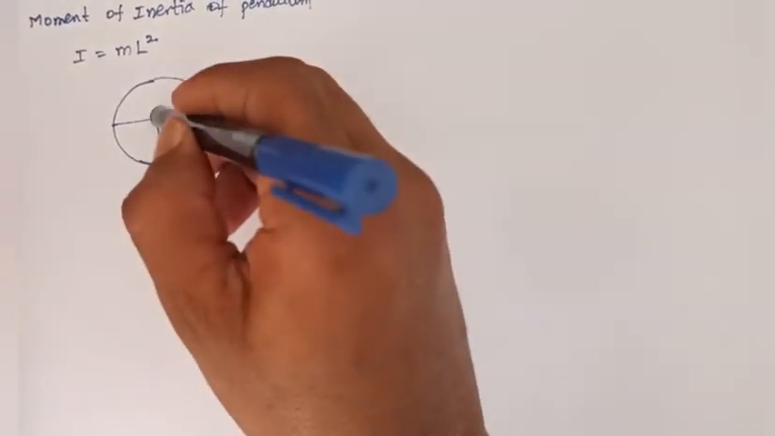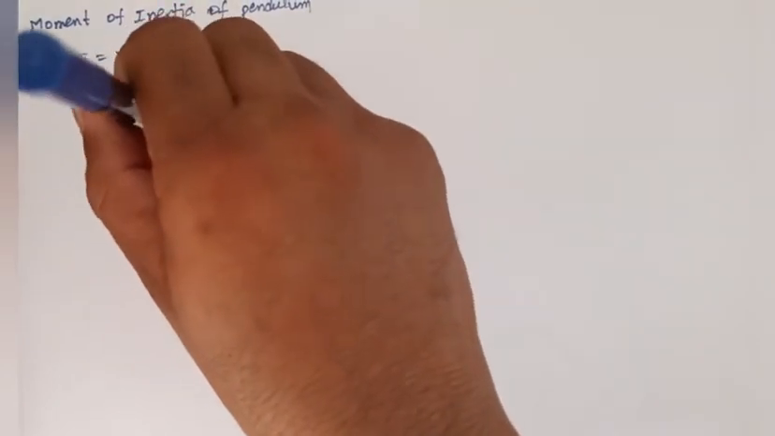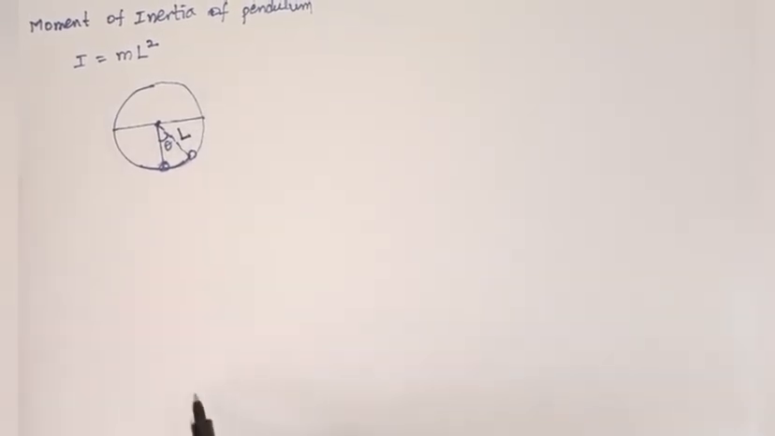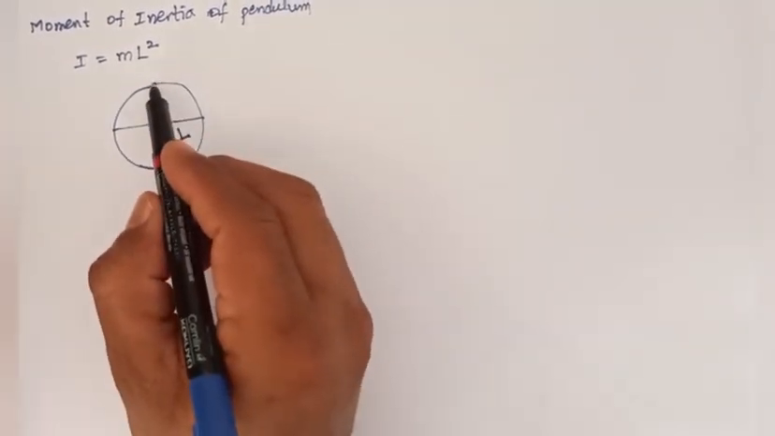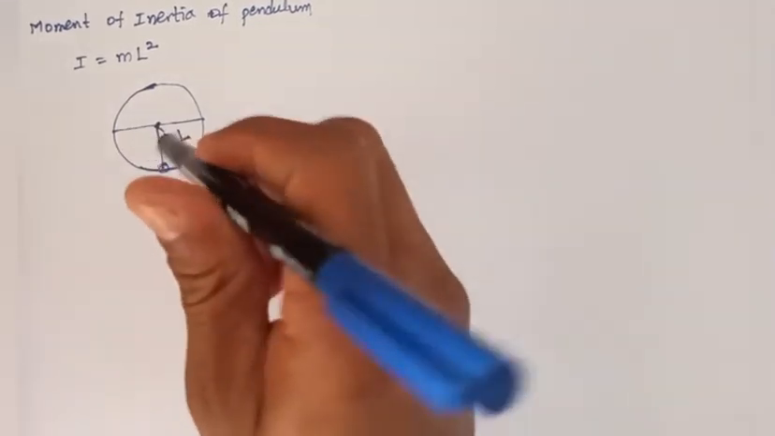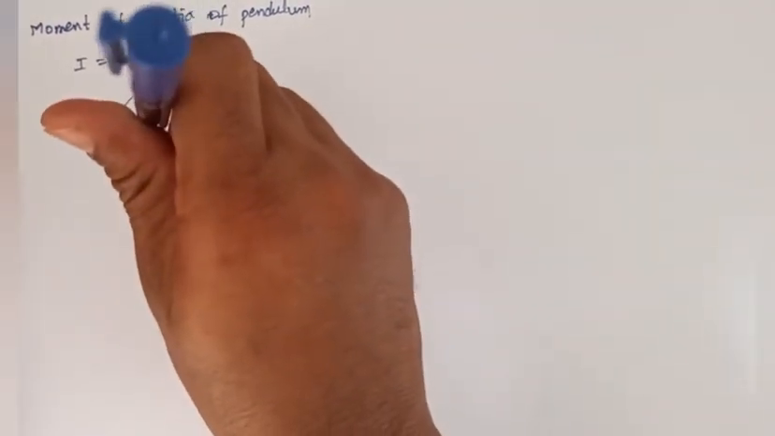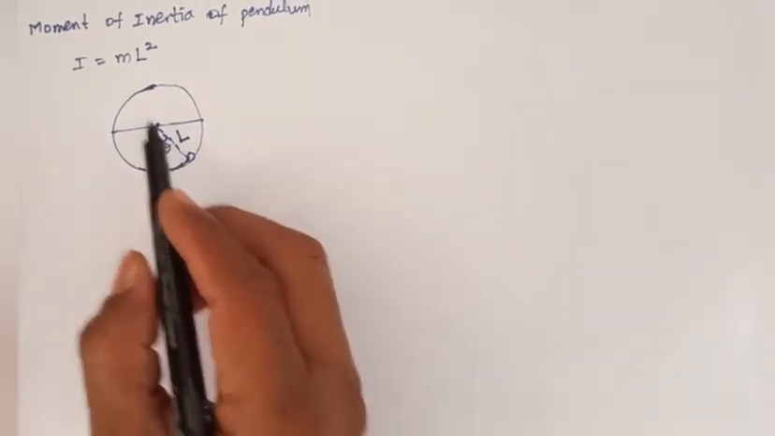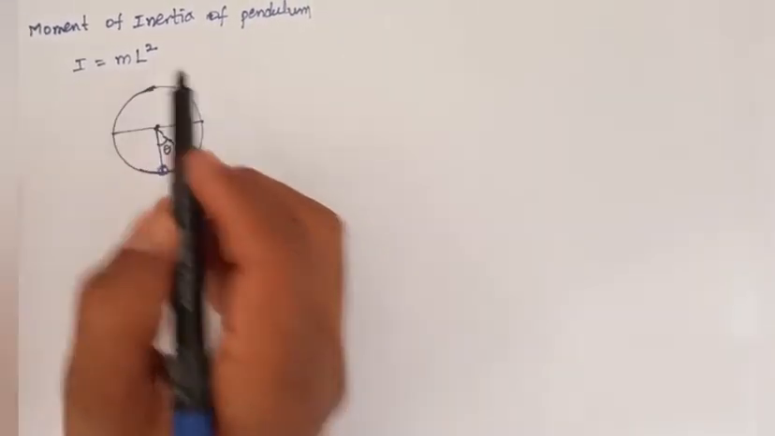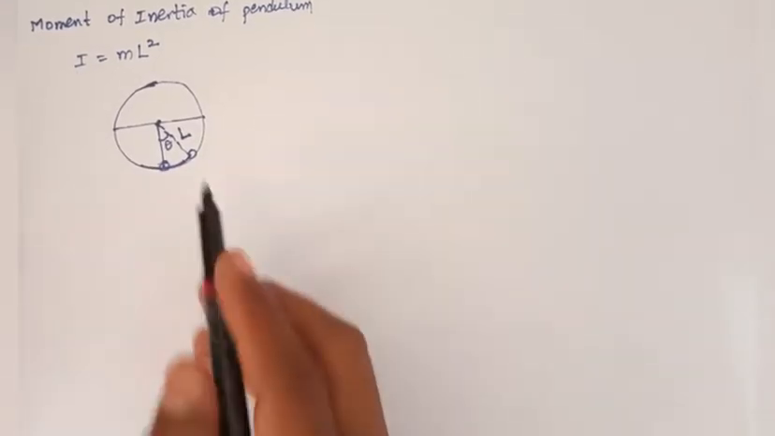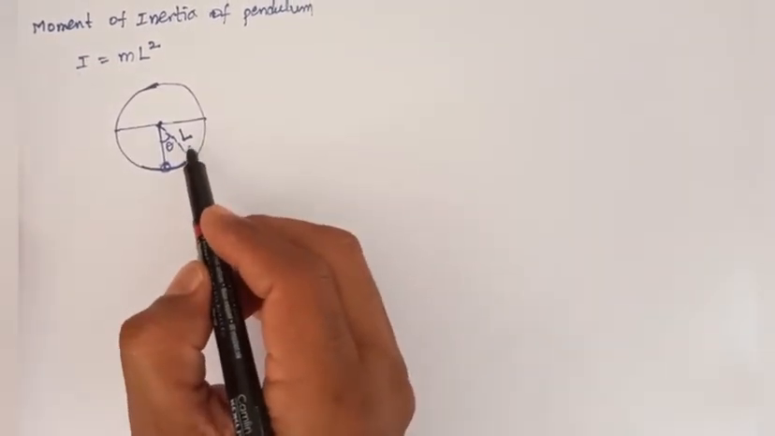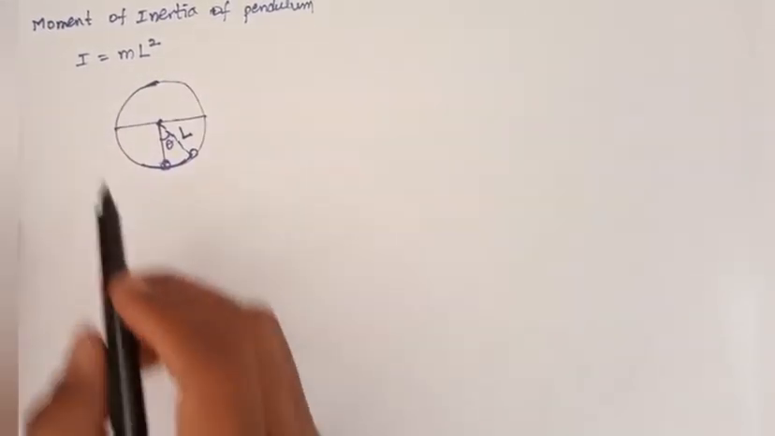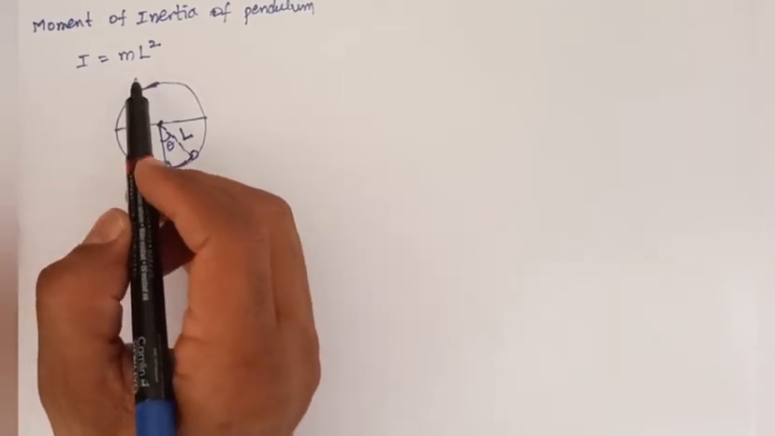Along this perpendicular direction the radius is L, and this ring rotates around the z direction. So the moment of inertia I equals ml square. Here the simple pendulum length is L, then the moment of inertia of the pendulum I equals ml square. Substitute the I value in equation number 6.